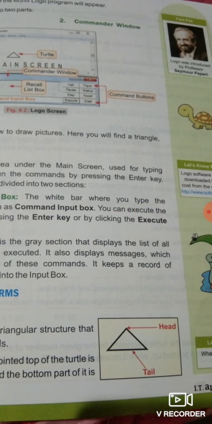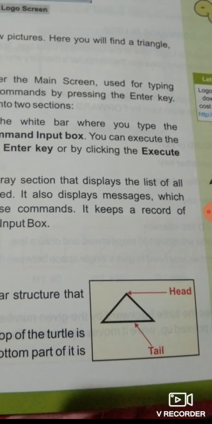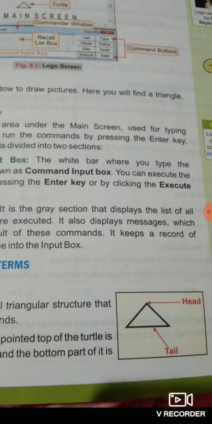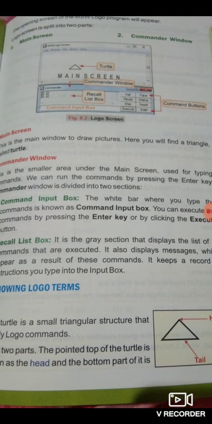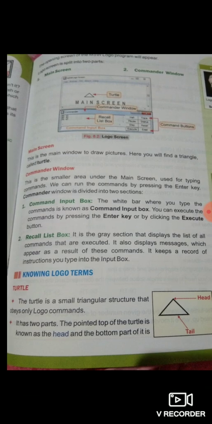You all can see here. The upper part of the turtle is called head and the lower part is called the tail. This turtle follows all the instructions given by the user. User means you and me, whoever makes or writes the program. This turtle follows the instructions, all the logo commands and instructions.